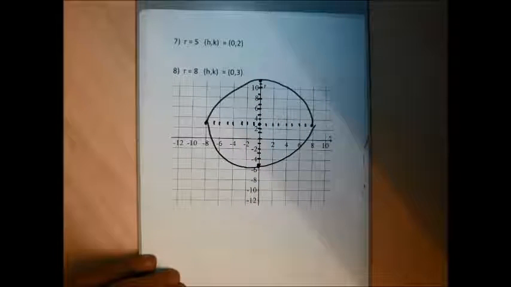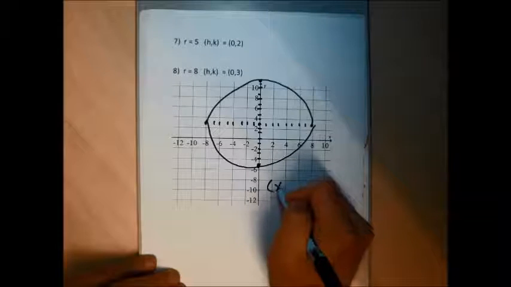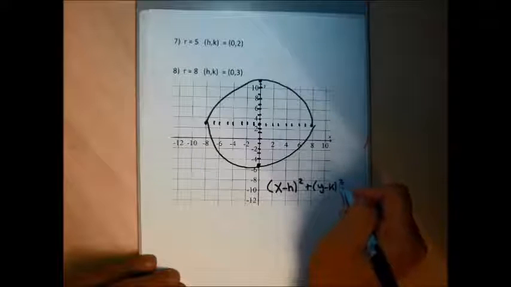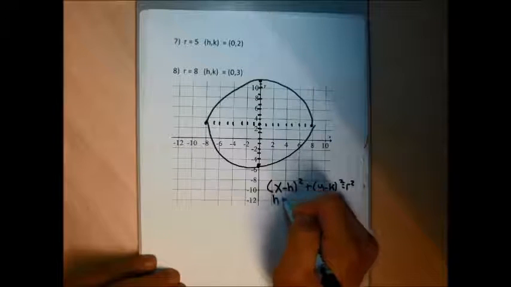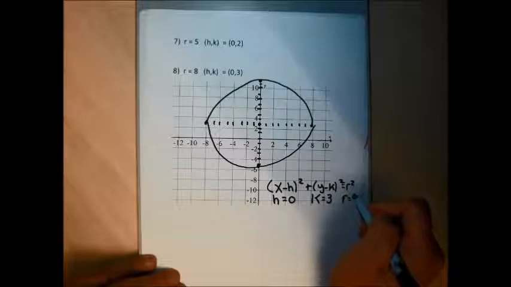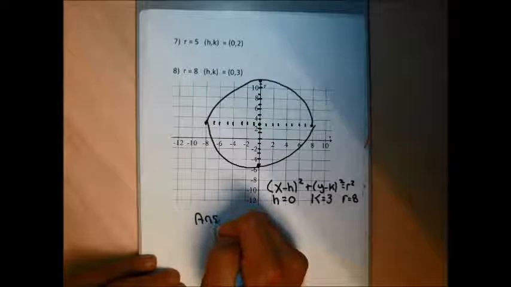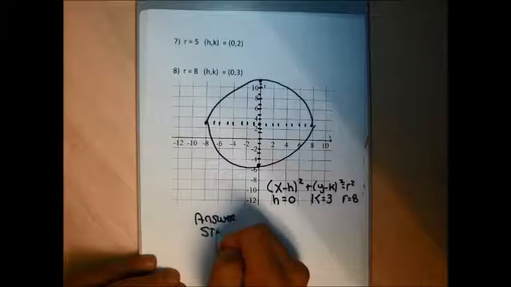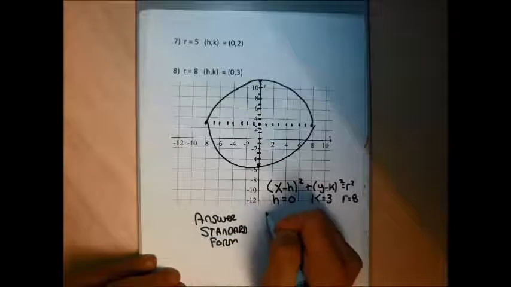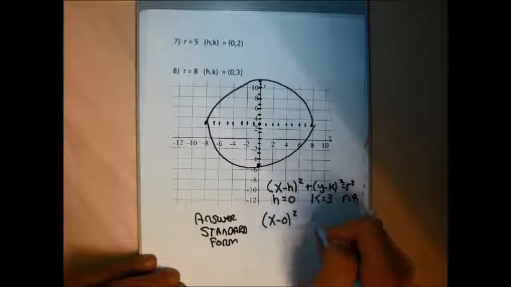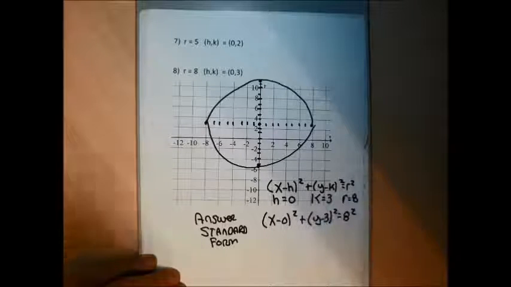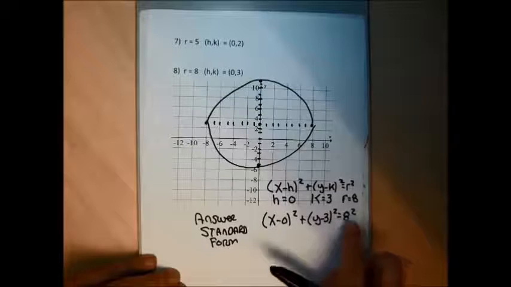So that's my sketchograph. Now for my equation, I'm going to use that standard form, (x - h)² + (y - k)² = r². And for h, I'm going to plug 0. And for k, I'm going to plug 3. And then for r, I'm going to plug 8. And my answer for the standard form, because I was asked to do two things, sketch a graph and find the standard form, is going to be (x - 0)² + (y - 3)² = 8². And that one I can completely see the center (0, 3) and the radius is 8.